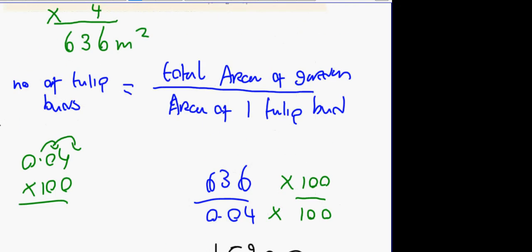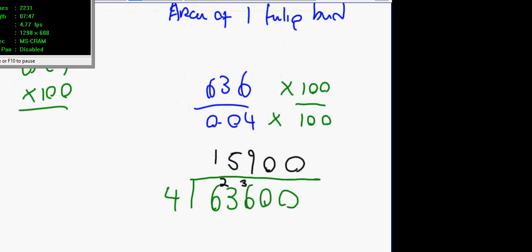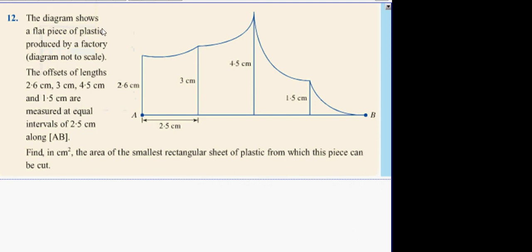This question here. The diagram shows a flat piece of plastic produced by a factory. Diagram not to scale. The offsets of lengths 2.63, 4.5 and 1.5 centimeters are measured at equal intervals of 2.5 along AB. Find, in centimeters squared, the area of the smallest rectangular sheet of plastic from which the plastic piece can be cut. Okay, anybody have any idea how to do this? Who got it right? Nice and loud, please.